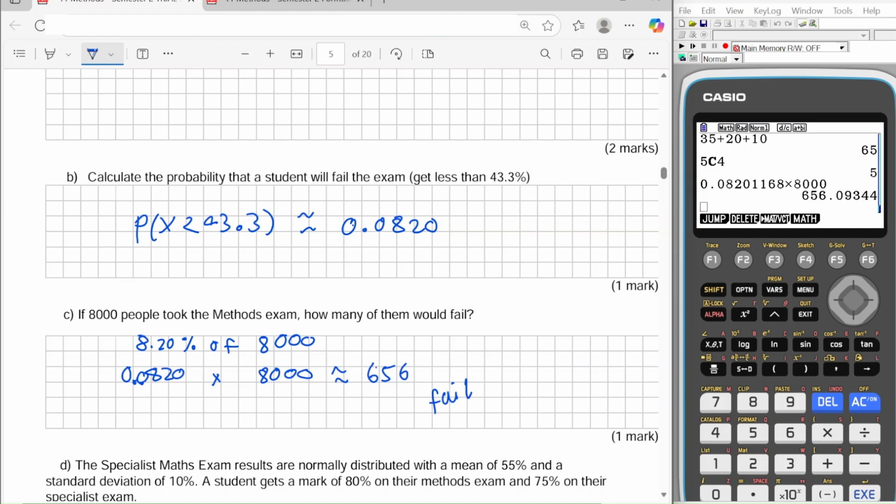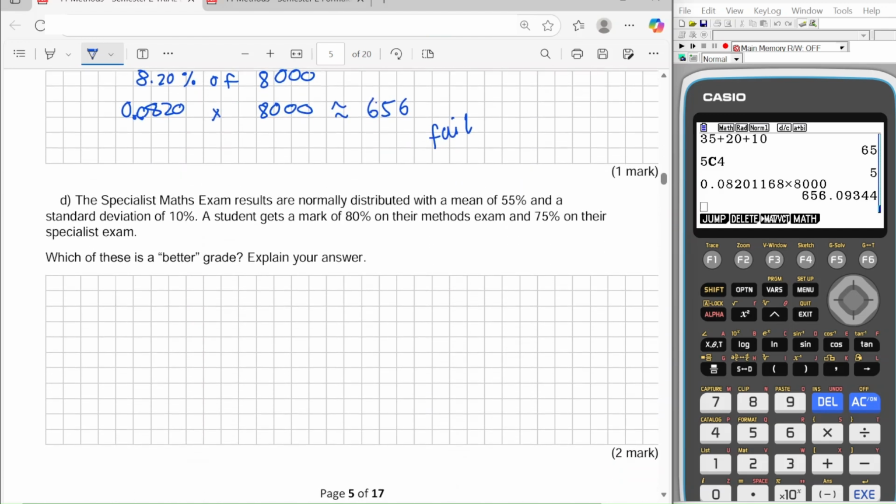Okay, the Spec Maths exam is a bit different. So we're going to say let Y be the mark on the Spec exam, like a student's mark.